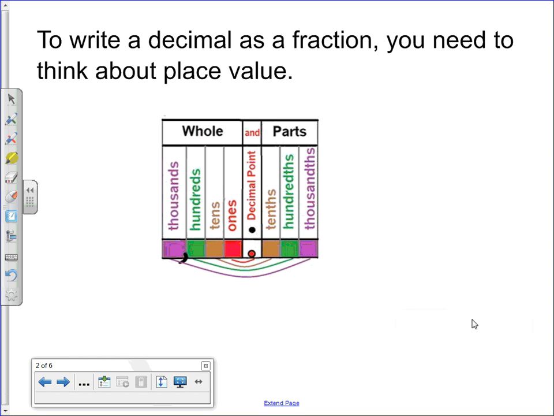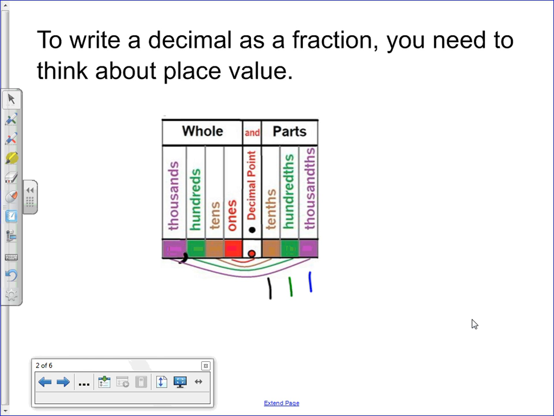In order to write the decimal as a fraction, you really have to think about place value. We're only going to worry about the 3 places after the decimal. I won't make you go too far after the decimal place. So always look for the decimal and then look to the right. Tenths is your first place value after the decimal. Then hundredths is your second place, and thousandths is your third place.